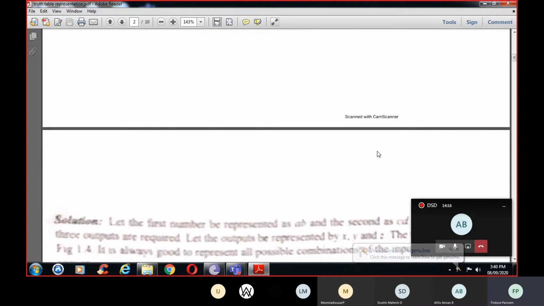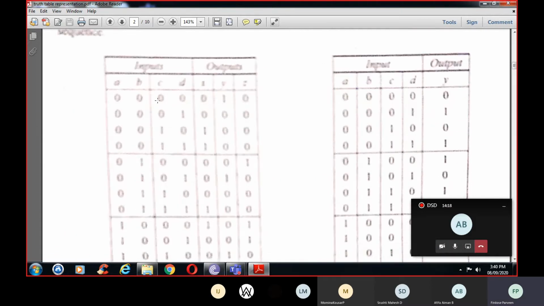So you'll be having 4 inputs, A, B, C, D. What they have told is two inputs, each 2-bit. So this is one number AB and this is one number CD. And you'll be having 3 outputs, X, Y, Z. So 2 raised to 4, you'll be having 16 combinations. So 0, 0, 0, 0, 0, 0, 0, 1, 0, 0, 1, 0, 0, 0, 1, 1.